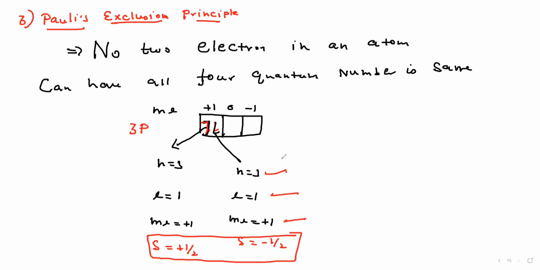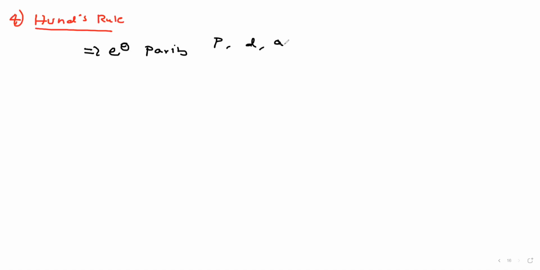Very, very, very important. And the last one, Hund's rule. What is Hund's rule? You know the basic things very well, right? Please note, the fourth one is Hund's rule. Electron pairing in p, d and f orbitals. Please note the statement.